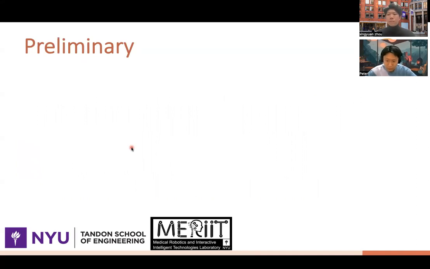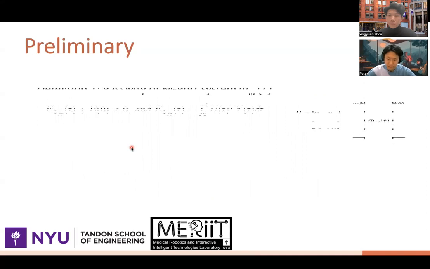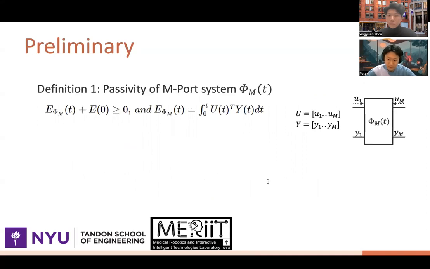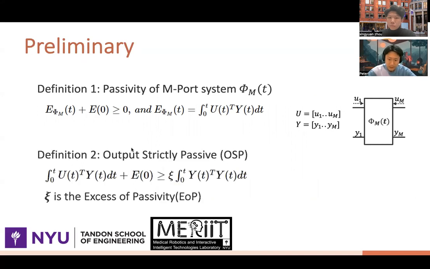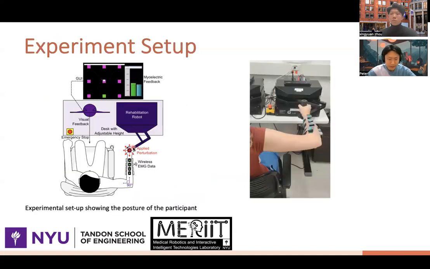As a basic overview, we discuss the definition of passivity and the output strictly passive condition from passivity theory. The total energy of an n-port system depends on the summation of the energy of each input-output pair. The energy is computed as the integral of the input times the output. For the system to be passive, the energy in the system must be positive, meaning that the system dissipates energy instead of generating energy. The output strictly passive condition defines an additional margin that encodes the extent to which a system is passive. The margin is encoded as the variable xi, and that can be considered as the excess of passivity when positive.